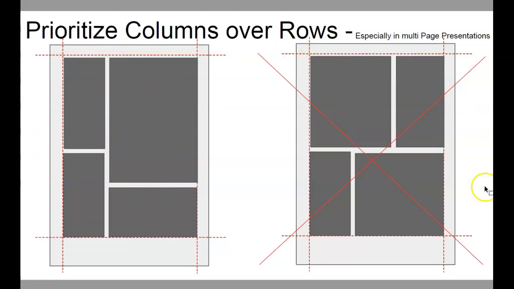That's opposed to this one, which I have the red X over. We see that there is basically a row because there's a line that goes all the way across the page here, and the columns sort of bleed. It's okay. This wouldn't be a bad layout, especially in such a simple format. But again, if you had to think about it and it was possible to prioritize columns, especially in a multi-page document, I recommend doing it that way.